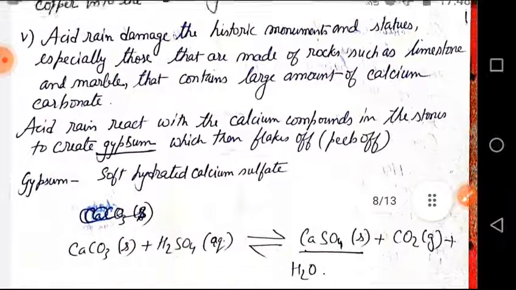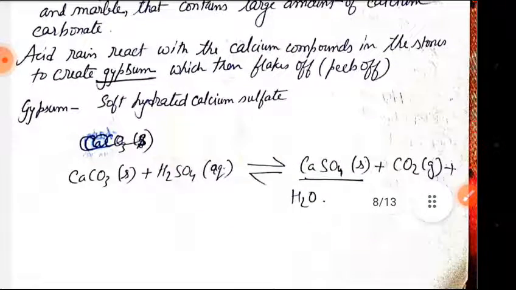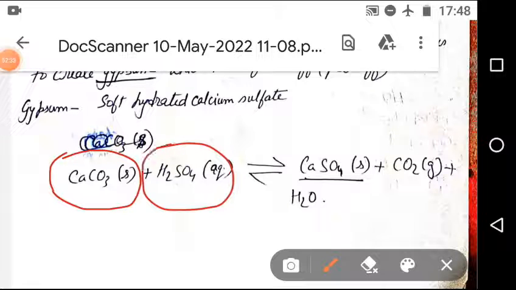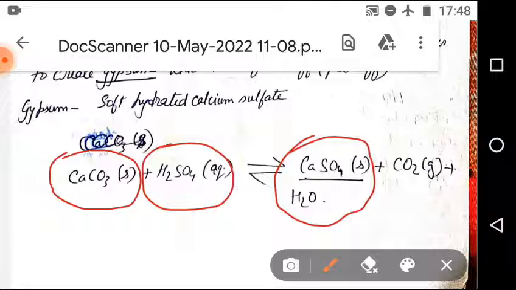This is the reaction. Calcium carbonate interacts with H2SO4 to form calcium sulfate, along with carbon dioxide gas and water. Calcium sulfate is not very strong, it is very soft. With one punch you can break it into pieces.